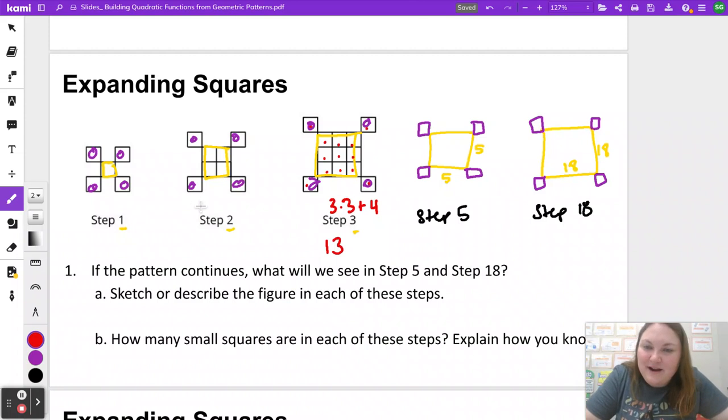So step 2, I would be doing the 2 times 2 to get that center part, and then plus those 4 squares, and that would give me a total of 8. Step 1, it's just a 1 by 1 square, right? But then I'm adding those 4 in purple to get 5.